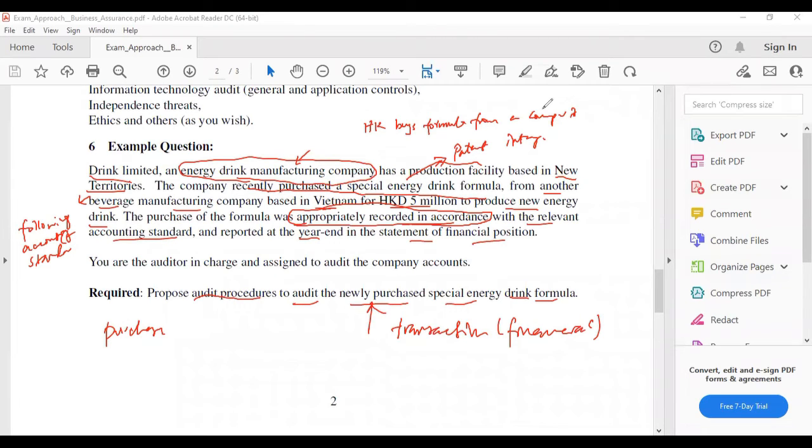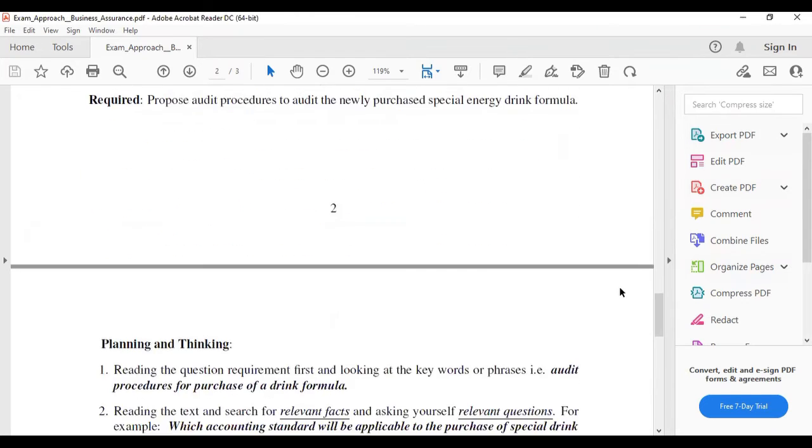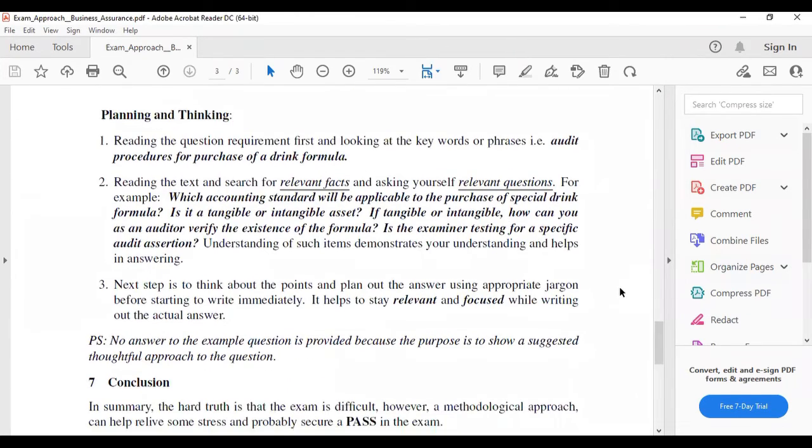So there's this very specific name of this assertion. I'm not going to tell you because you should be very quick on that. But it's an assertion, right? So you should not be committing fraud over there. The company should not be committing fraud, right? So let's briefly look at how you would plan and think about your answer.